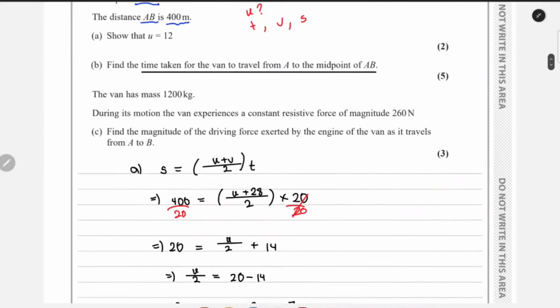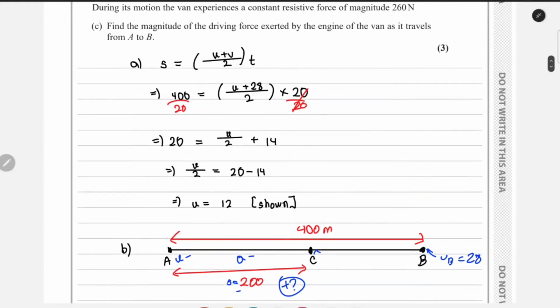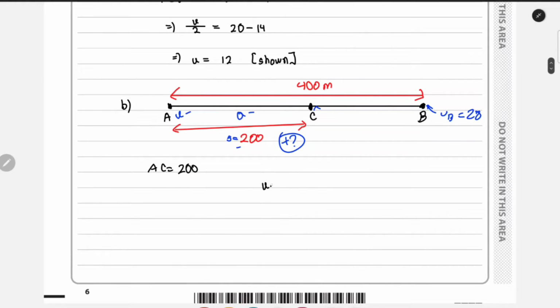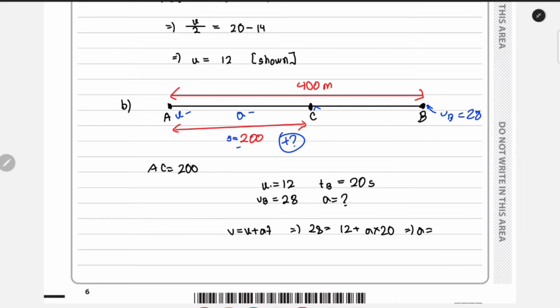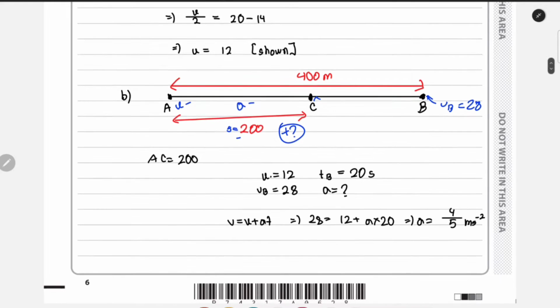So let's find the acceleration using the values given in the first question. We are given that u is 12, velocity at B is 28, and time to reach B is 20 seconds. We need to find acceleration. So we can use v equals u plus at. So 28 equals 12 plus a into 20. So acceleration will be 4 by 5 meters per second square. Now we can find this t, the time to reach C.